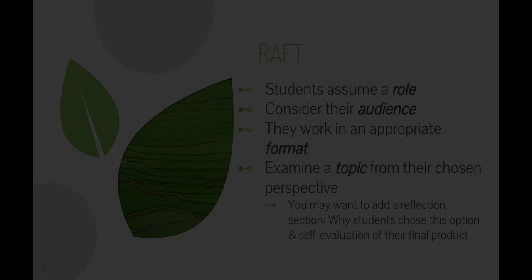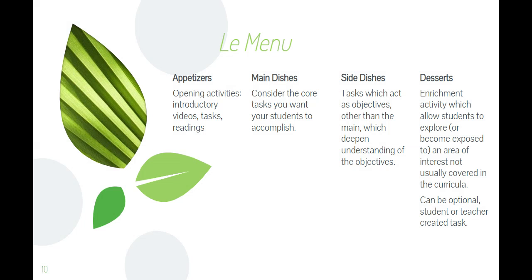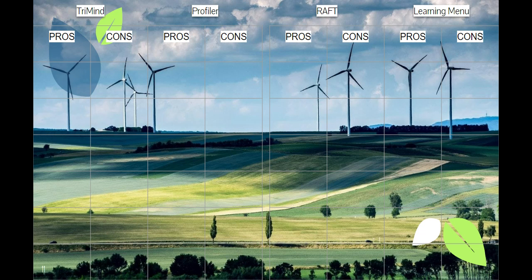So we're going to ignore these next couple slides. These are ones that are going to be gone over by Alexandria. But here is what I want you guys to respond to on your Flipgrids. So here you have listed TriMind Profiler, RAFT, and Learning Menu. You guys, as I said before, are going to be learning what RAFT and Learning Menus are from Alexandria.